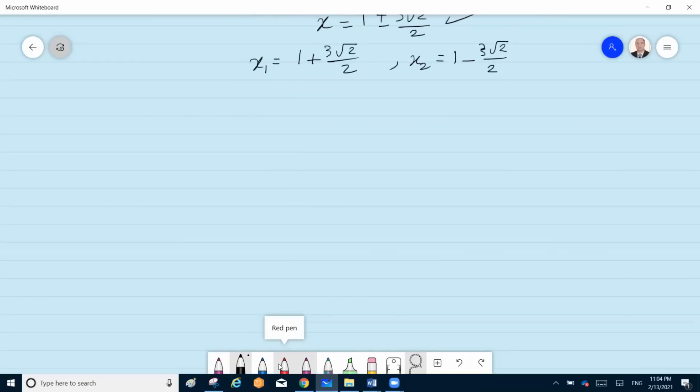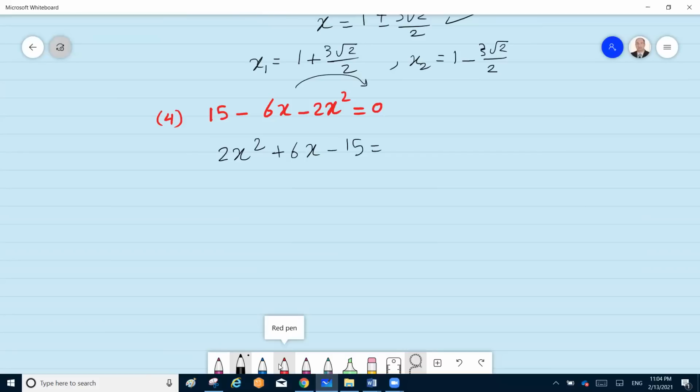Question number 4, and you can stop the video anytime and try yourself, please, and check your answer with me. Number 4, solve the equation 15 minus 6x minus 2x squared is equal to 0. Also, I'll arrange this equation again by just bringing everything to the other side. So just write 2x squared plus 6x minus 15 is equal to 0. I bring all these terms here because I need x squared to be positive.